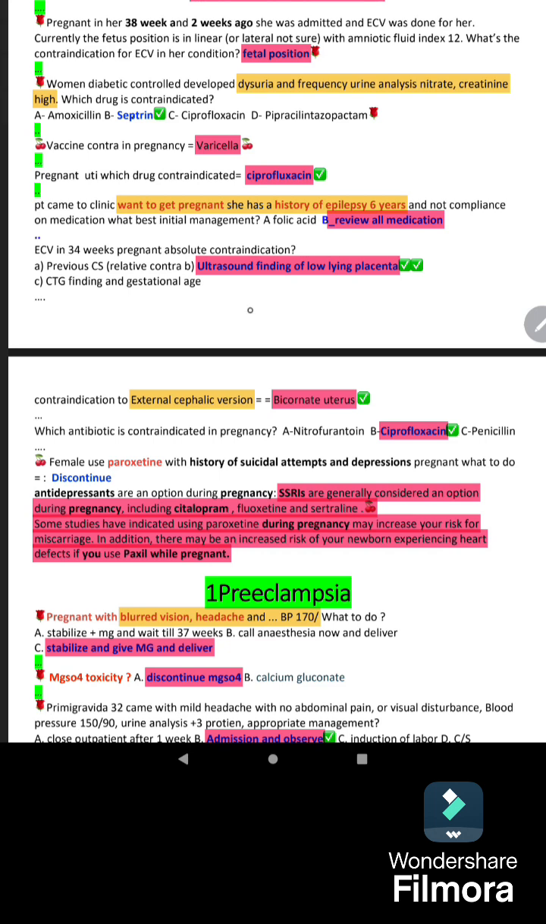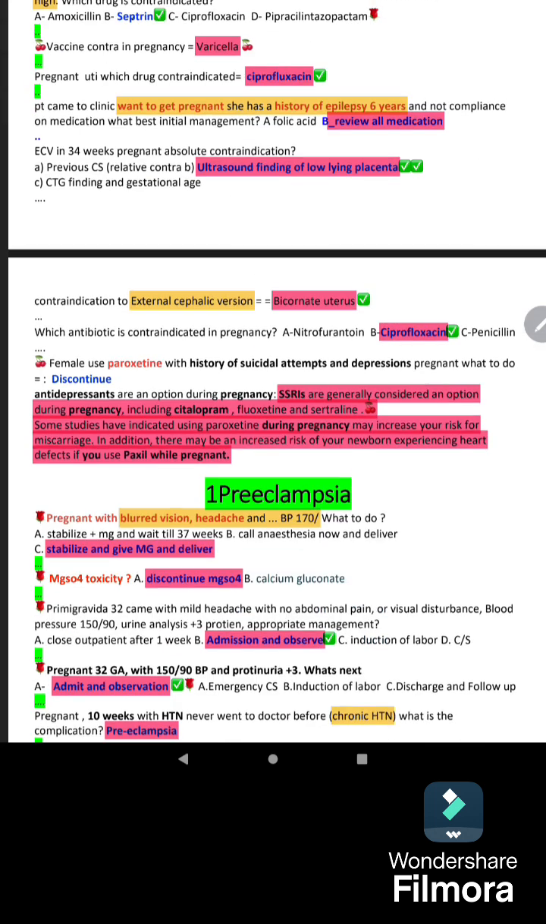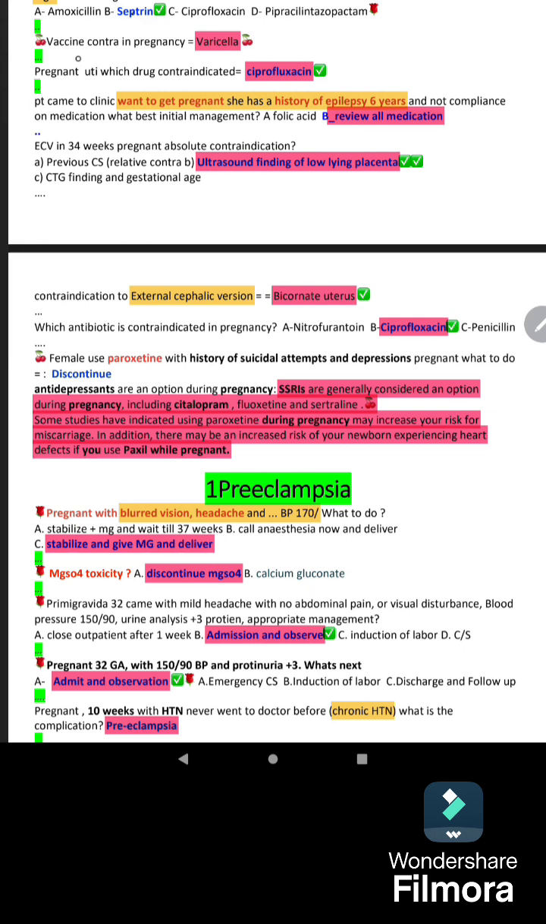Now we will move on to the next question. So the vaccine which is contraindicated in pregnancy, that you already know, is varicella zoster. Then, pregnant with UTI, drug contraindicated is ciprofloxacin, because you can see pregnant came here. Then a patient came to the clinic wanting to get pregnant. She has a history of epilepsy for 6 years and is non-compliant on medication. What is the best initial management?